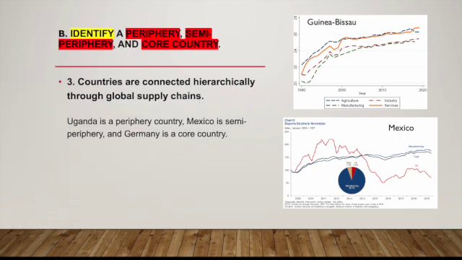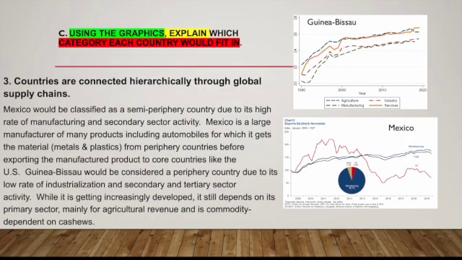B. Identify a periphery, semi-periphery, and core country. Since all it says is identify, we can just give a quick one-sentence answer for this. Oftentimes simple is better because it uses less time, and that way it's nice and concise for the reader as well. So a sample answer for this would be Uganda is a periphery country, Mexico is a semi-periphery, and Germany is a core country.